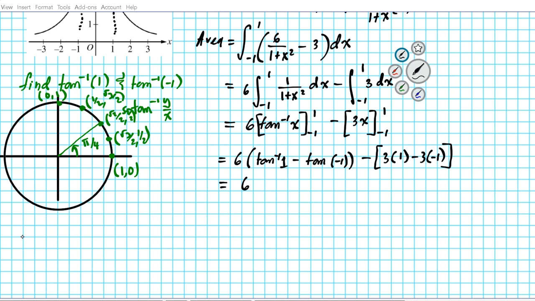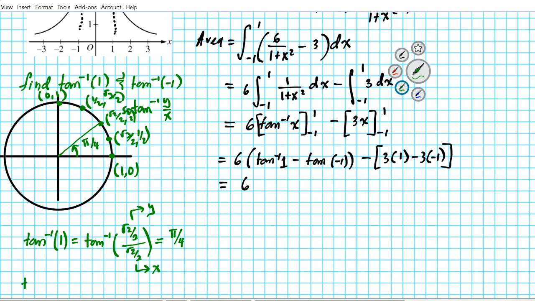So from this setup right here, the arctan of 1 is the same thing as the arctan of (root 2 over 2, root 2 over 2). Which theta value will have x and y as root 2 over 2? On the unit circle, it's pi over 4. So our answer for arctan of 1 is pi over 4. If you have the unit circle memorized, you can do this in a breeze.